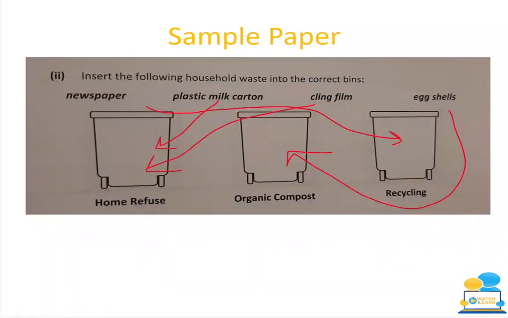Here's another sample paper. So they have newspaper, and you have to be able to either put it in the home refuse bin, organic, compost or recycling. So the newspaper will go in the recycling, the plastic milk carton will go in your home refuse, your cling film will go in your home refuse bin, and your eggshells, that will go into your compost bin.